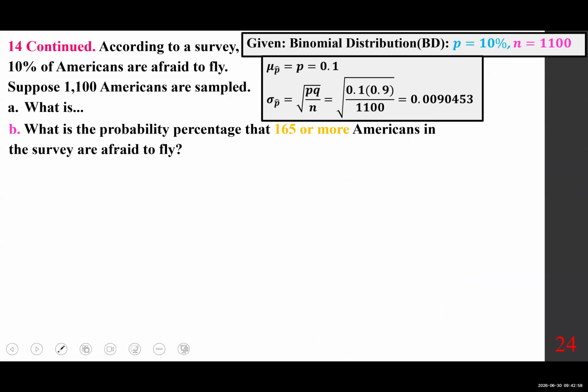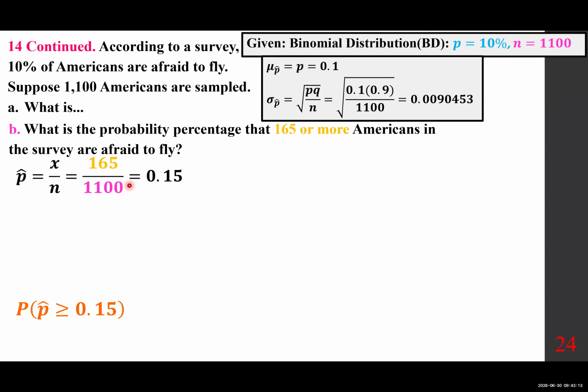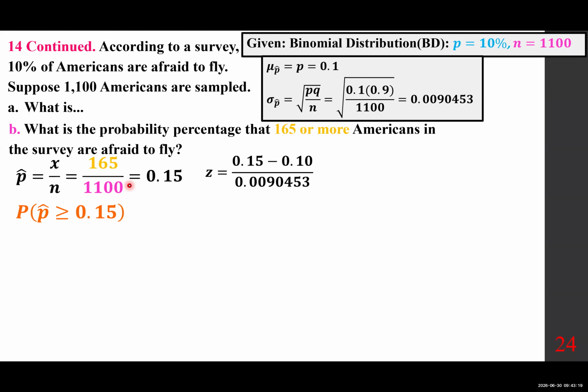We're going to continue with the same question, part B. What is the probability percentage that 165 or more Americans in this study are afraid? So p hat is x over n, 165 over 1100 is 0.15. Probability of p hat larger than 0.15. And you can calculate the z-score.